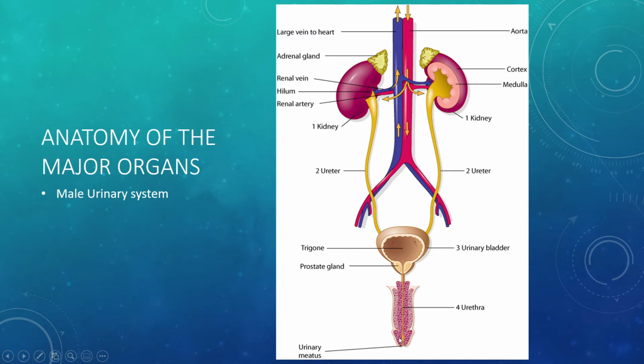The urethra in males is longer, and the urethra is the tubular structure that carries urine from the bladder to the outside world. Lastly, the urinary meatus serves as the opening in which urine comes out of. So in crude terms, the urinary meatus can be referred to as the pee hole.